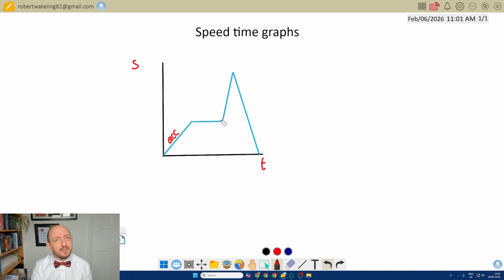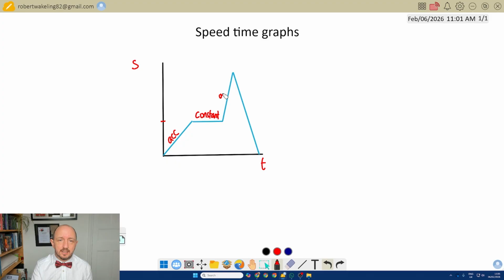This flat bit, everyone always says that this is where it stopped because it's flat, but that's for the distance time graph. Here, we would be traveling at a constant speed, or a steady speed, I guess. Like say 50 miles an hour, we stay at that speed, like on a motorway or something like that. Then you're staying at a steady speed.